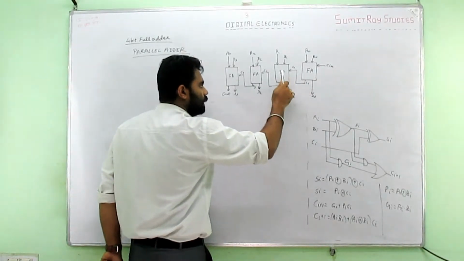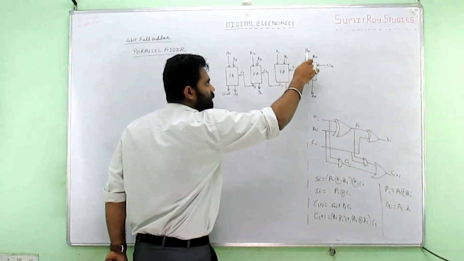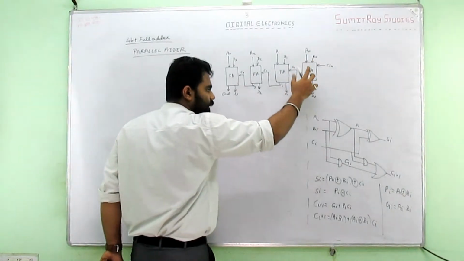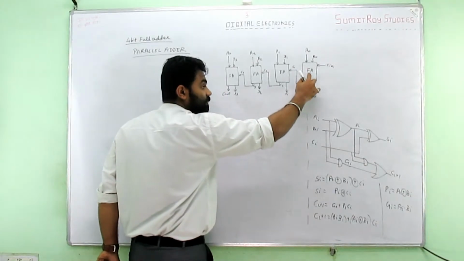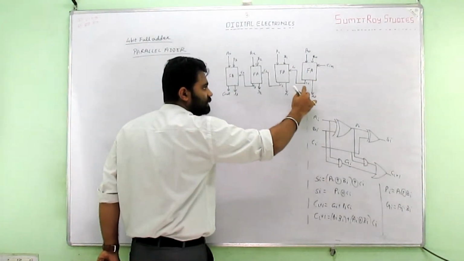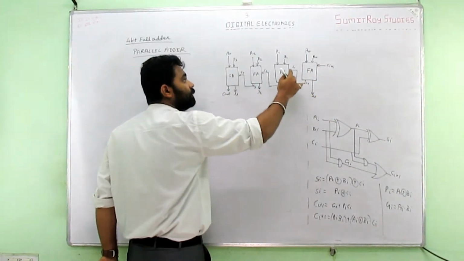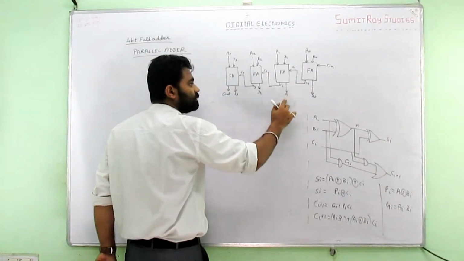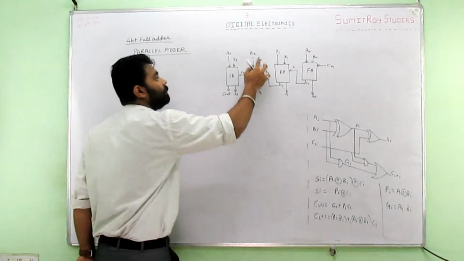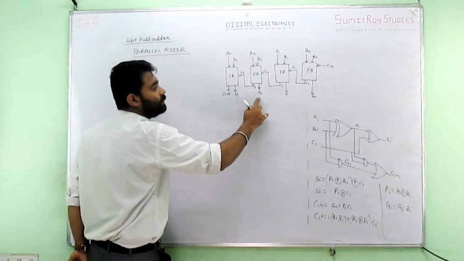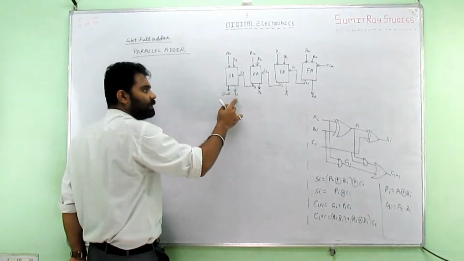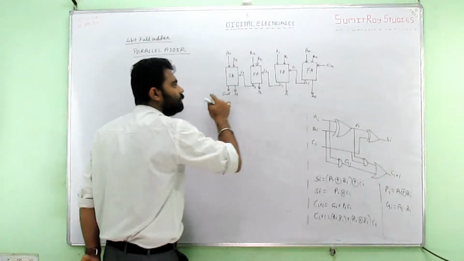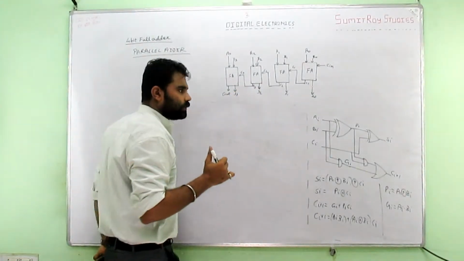First of all, this and this will work as a full adder circuit. As per the full adder circuit, this will give us S0 and C1. This output will be utilized by this to give us S1 and C2. This C2 will be utilized by this to give us S2 and C3, and this C3 will be utilized by this to give us ultimately S3 and Cout. And the whole thing is our total output.